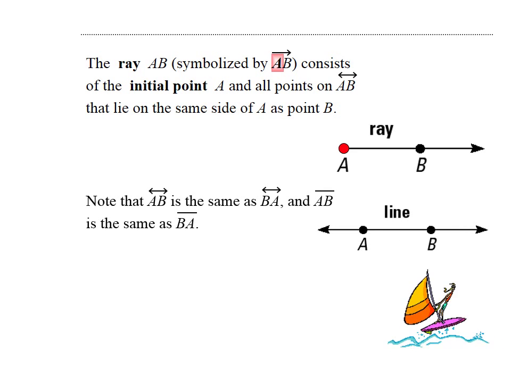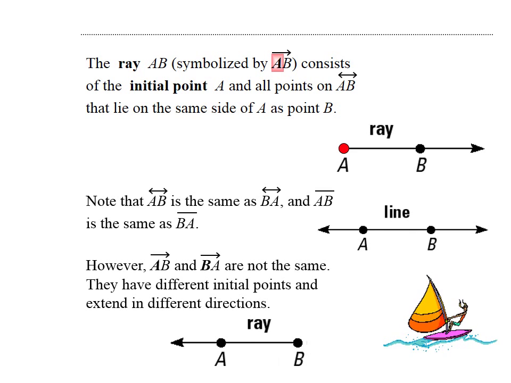Now remember, we said that line AB can also be put backwards, line BA. Well, the same thing with a line segment. We can name a line segment AB or backwards BA. However, a ray cannot be, because the initial point, the first letter, tells us where it's beginning. The second letter tells us which direction it's going.